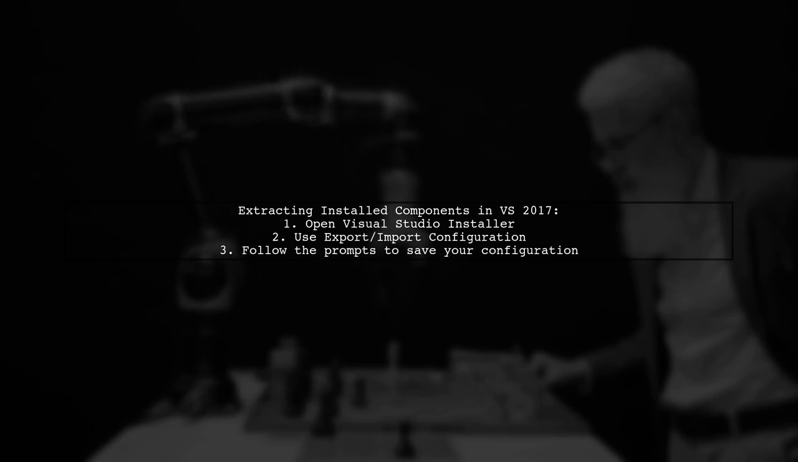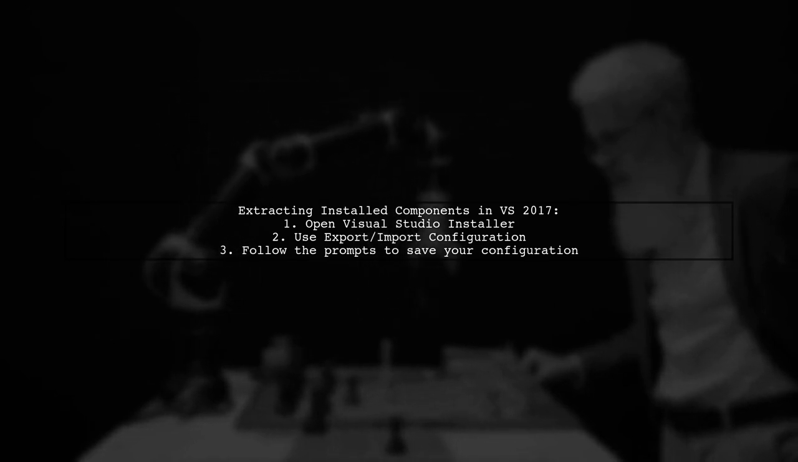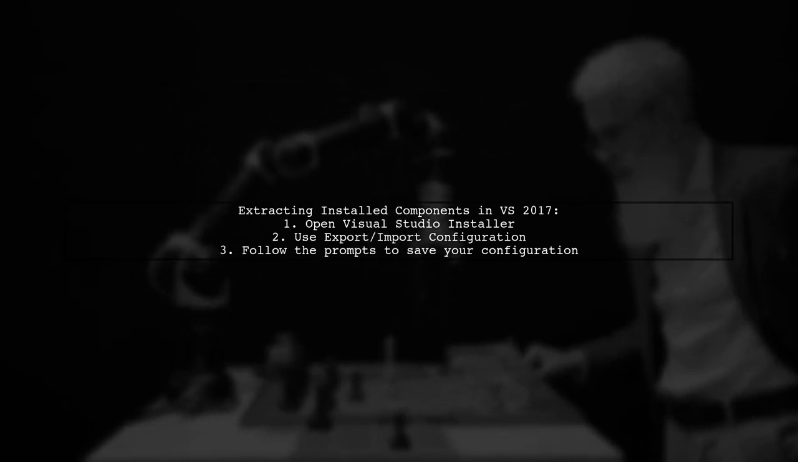To extract a list of installed components in Visual Studio 2017, you can use the Export and Import configuration feature of the installer. This feature allows you to easily save and share your Visual Studio setup. For more details, check the Visual Studio documentation or the installer interface.